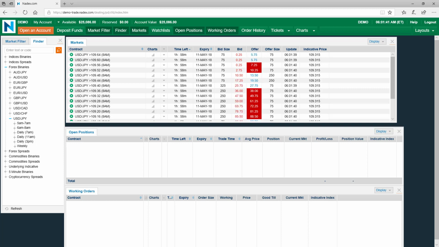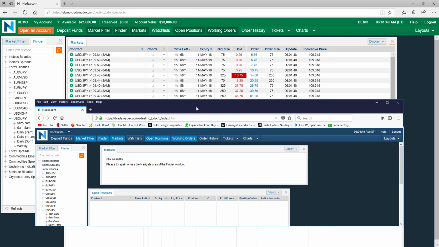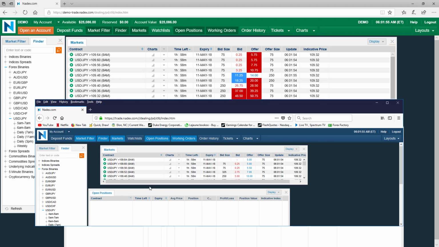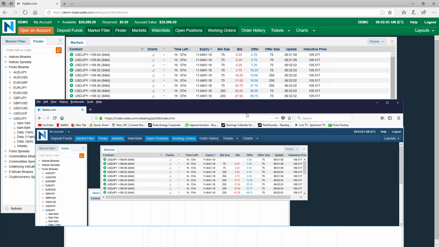If we go over and we look at a live account, and we're going to be looking at the 109.32. Now you can see right now the live account is slightly higher than the demo account. The prices in the live account will run slightly more than what the demo does. Very seldom do they match exactly. Sometimes they do, but most of the time they do not.